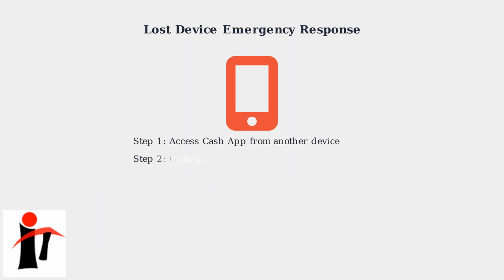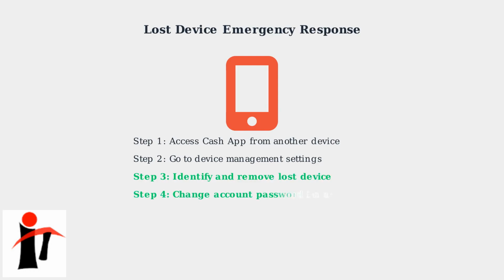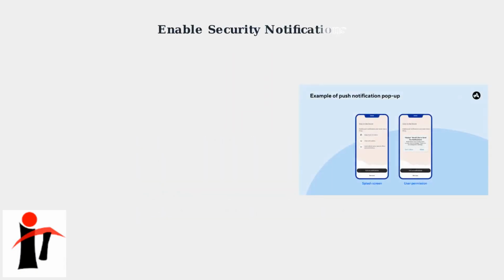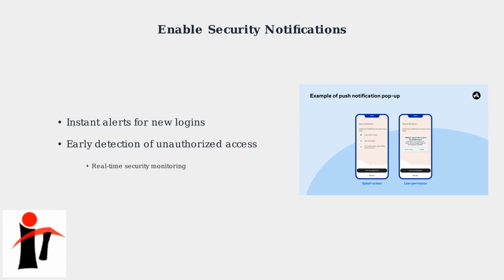In a lost device scenario, immediate action is critical. Here's the step-by-step process to secure your account when your device goes missing. Enable push notifications for new device logins to receive immediate alerts about account access. This early warning system helps you detect unauthorized access attempts quickly.